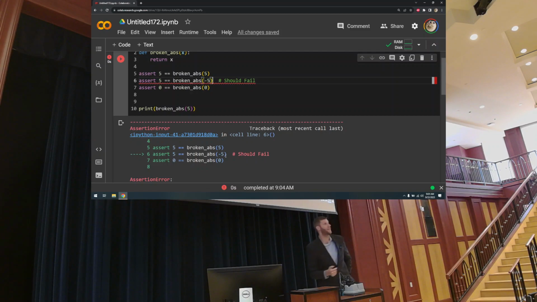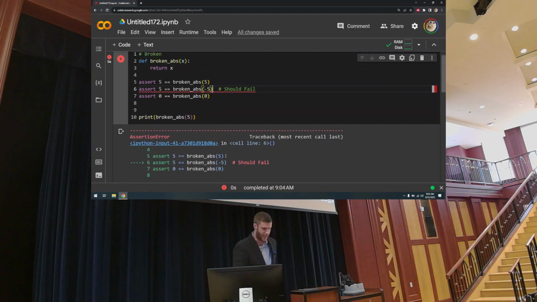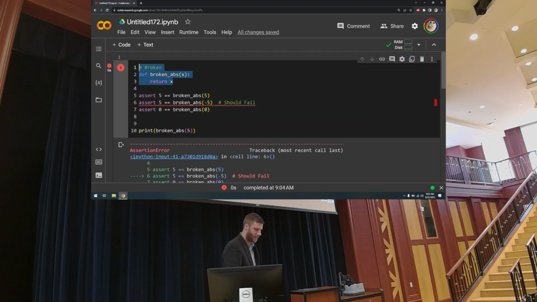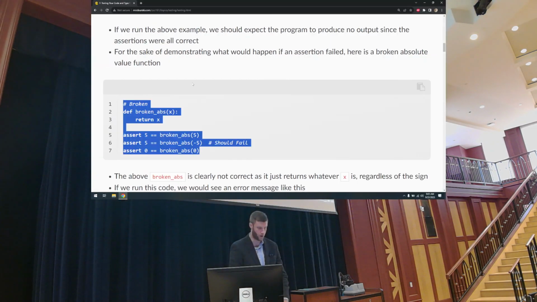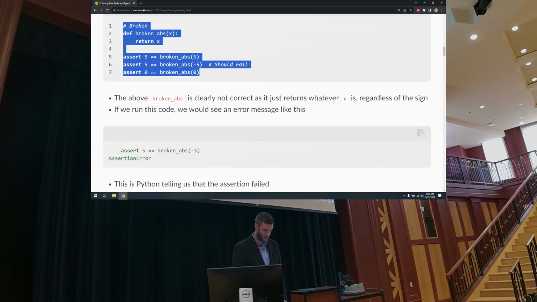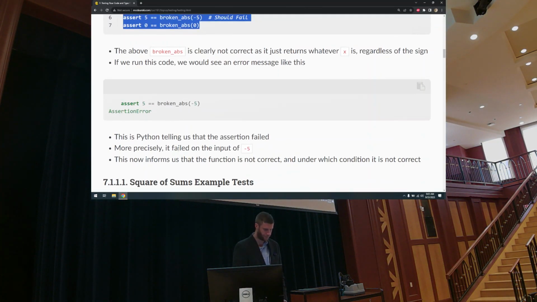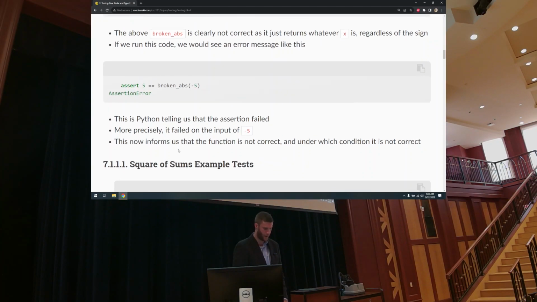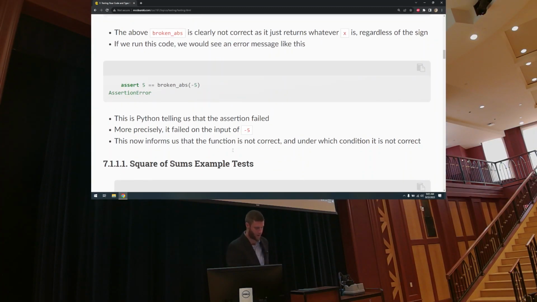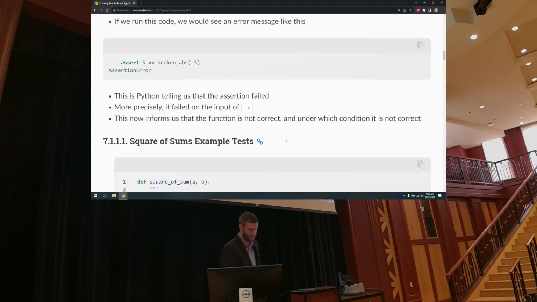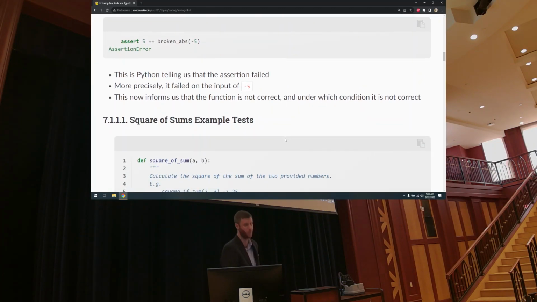And here's an awesome thing too. Let's say I wrote these tests, and then sometime in the future, you know what, I'll give this example once we go a little further with more concrete examples. So this is telling you that the test failed. More precisely, it failed on the -5 case. This informs us the function is not correct and under which condition it's not correct.